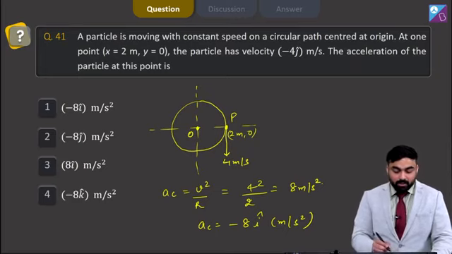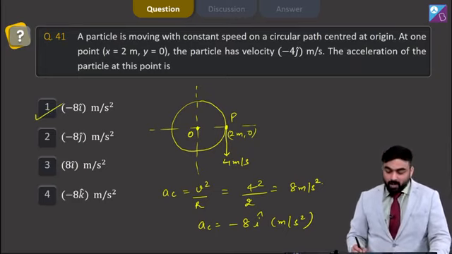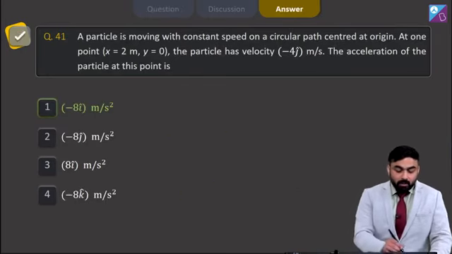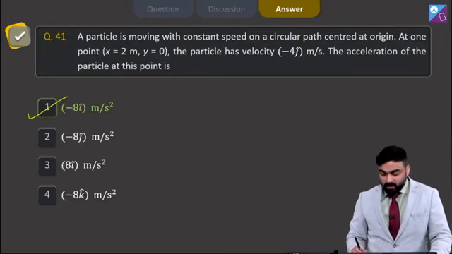So the correct answer should be option number 1. Verifying this from the answer slide as well. So option number 1 is the correct answer.